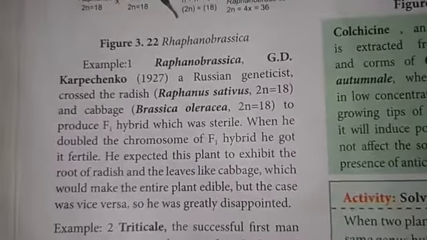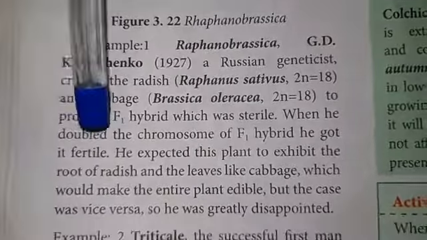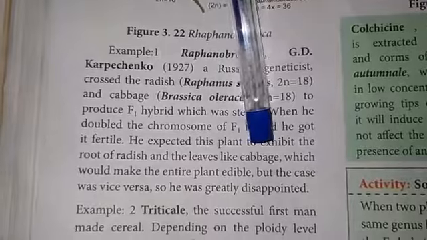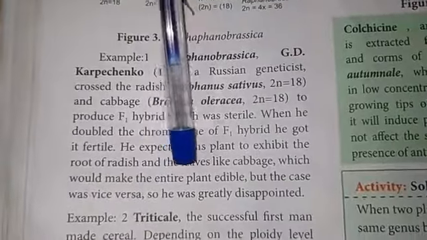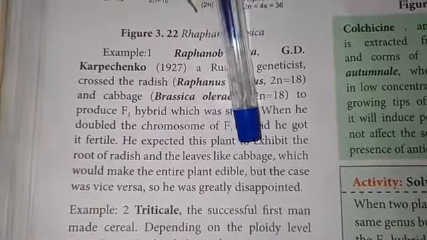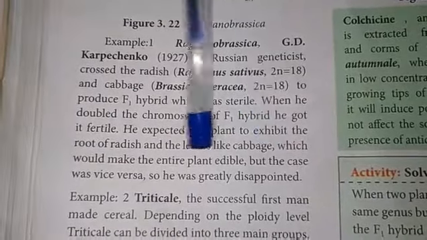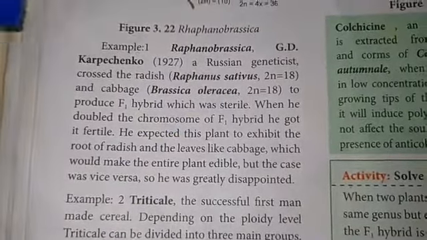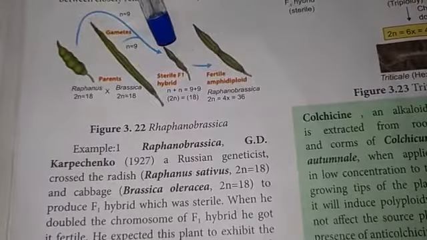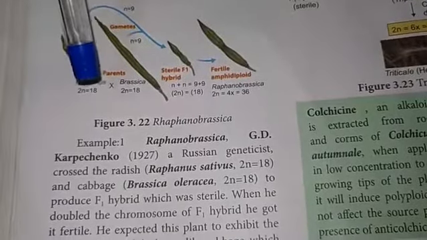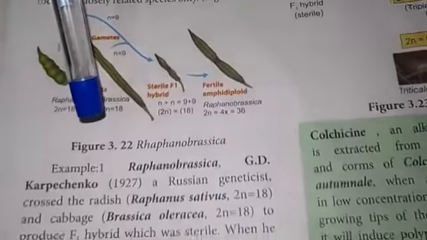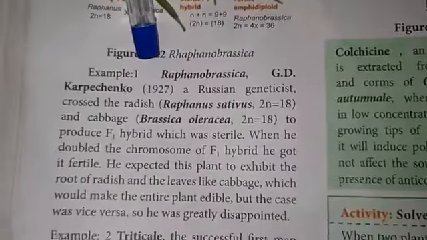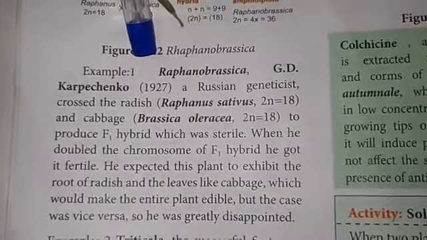The scientists expected that the plant would possess the roots of radish and the leaves of cabbage, which could make the entire plant edible, both the root part and the leaf parts. But in this case, it was a great disappointment. The root showed the cabbage character and the leaf showed the radish character. So Raphano brassica is a failed variety.